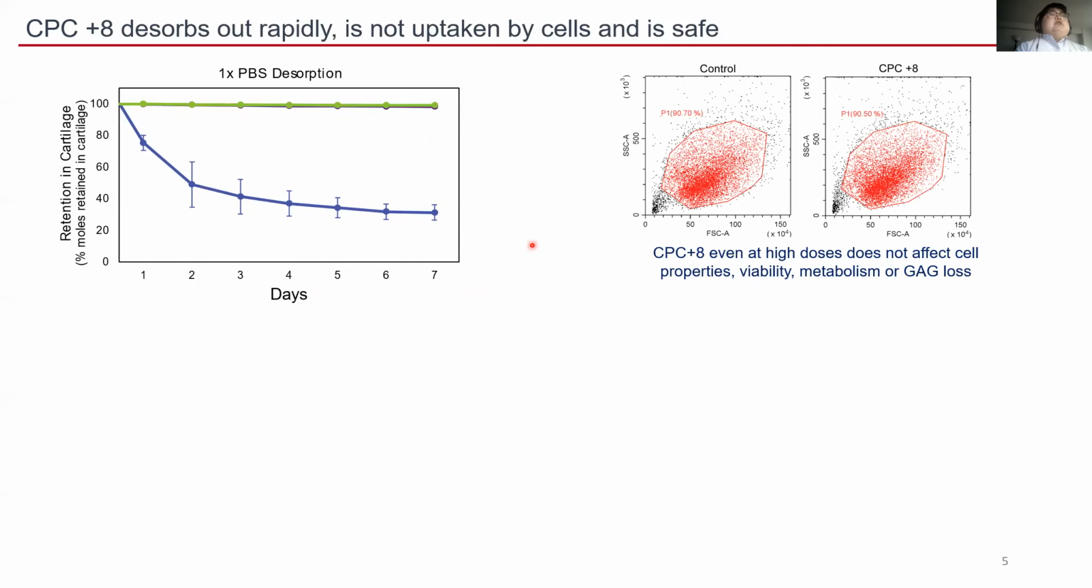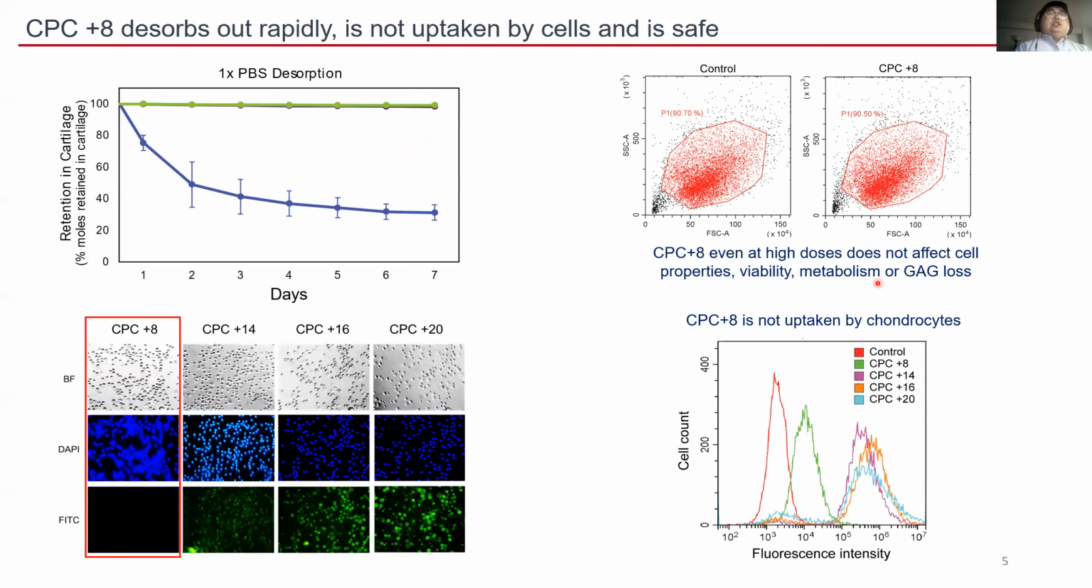Additionally, we have found that CPC+8 does not affect cell properties even at high doses, which is important. Also, CPC+8 is not taken up by the chondrocytes, and that is an ideal carrier of the CPC+8 for delivering contrast agent.